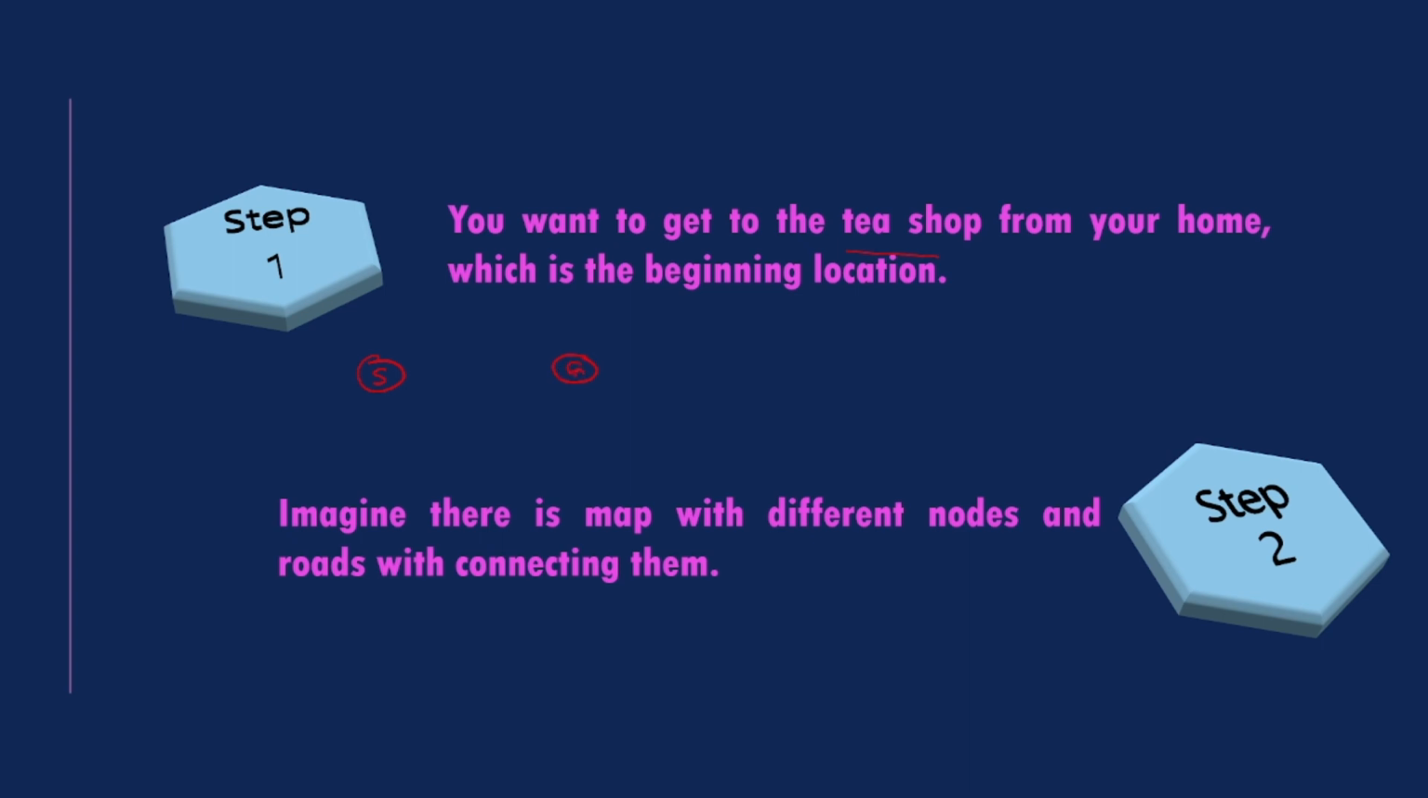Then step 2: imagine there is a map with different nodes and roads connecting them. So here we take the start node and the goal node. Here we assume there is A and there is B, which are different nodes, as described in step 2. So this is one way and this is another way. There is one way S, A, G and another way S to B, B to G. It's S, B, G.